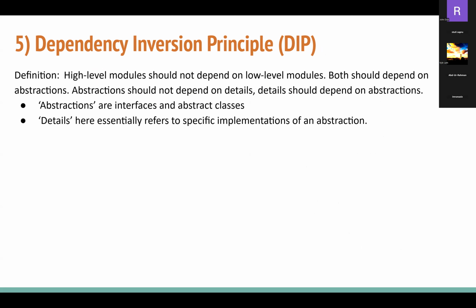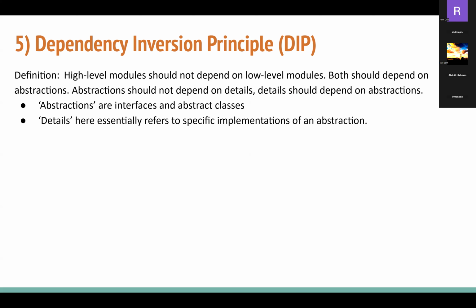I know that was a lot to hear. What we mean by abstractions are just interfaces or abstract classes. And what we mean by details are specific implementations. You shouldn't rely on specific implementations of an abstraction when defining your abstraction. Just keep things general, right? This is, I'd say, the SOLID principle that's best shown through example.